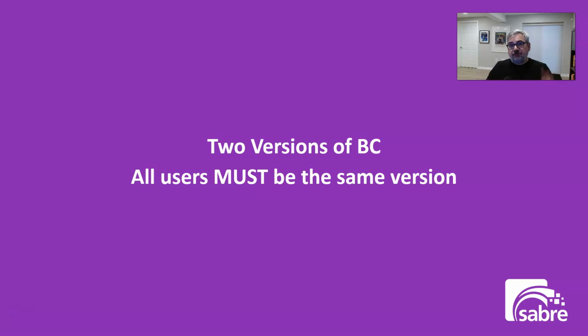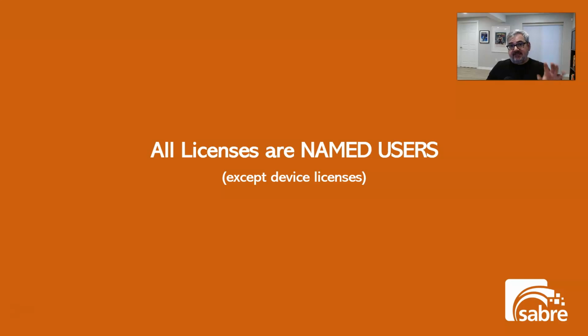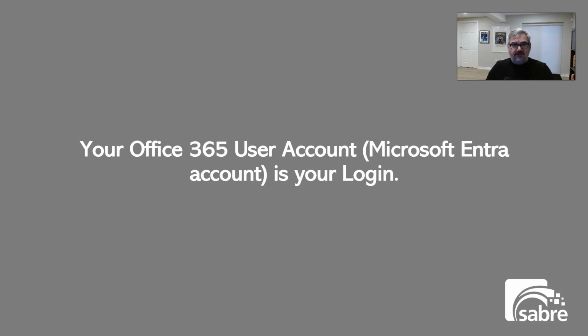Business Central. There are two versions of Business Central. All the users that you subscribe to have to be the same version. And all the licenses, for the most part, are named user licenses, with the exception of device licenses. Okay. Why are they named users? Because they're associated with your Microsoft Dynamics 365, your Microsoft Office 365 user account. So you don't want somebody randomly reading your emails who happens to be sharing your license, because the licenses are assigned to those users, and that's how Microsoft handles licenses today in this system. Your licenses are named users.